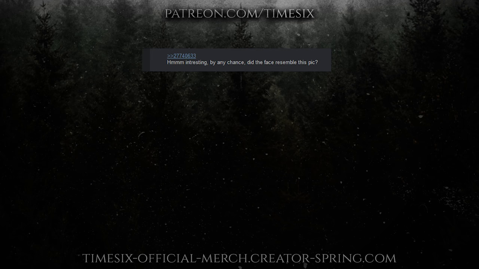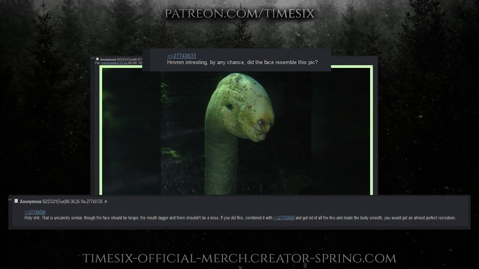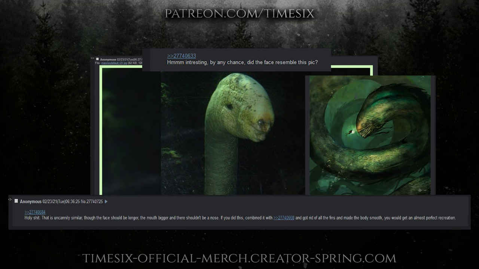By any chance, did the face resemble this pig? Holy shit. That is uncannily similar. Though the face should be longer, the mouth bigger, and there shouldn't be a nose. If you did this and combined it with the picture and got rid of all the fins and made the body smooth, you would get an almost perfect recreation.